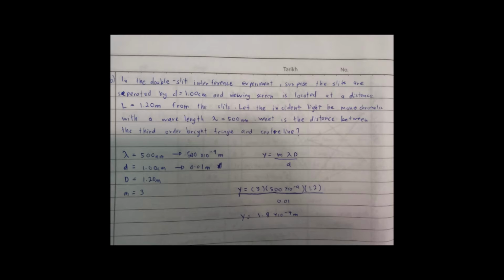And so m equal to 3, lambda is 500 nanometer, we convert into 500 times 10 to the power of negative 9 meter. d is 1 cm, then we convert into meter, 0.01 meter, then the D is 1.2 meter. Then we put all the data into the formula, so we get the answer is 1.8 times 10 to the power of negative 4 meters.